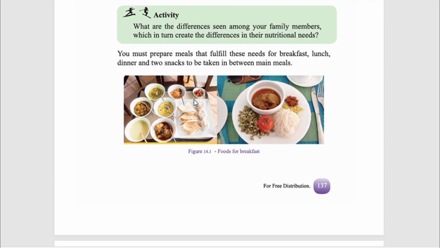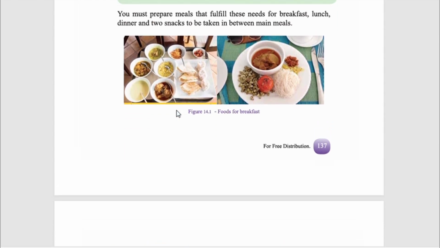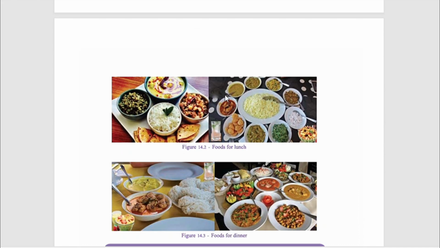So here you can see there are three main meals, no? Breakfast, lunch, and dinner, and two snacks to be taken in between the main meals. Instead of getting a lot of carbohydrate snacks, we can get fruits, grains, or those kinds of energy snacks. Okay, we'll talk about them later.